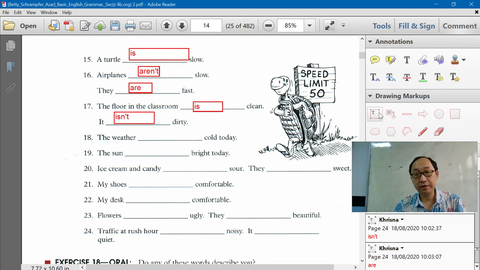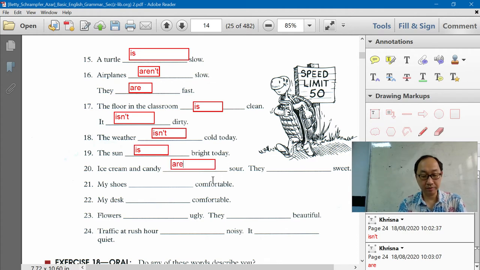Yeah, the weather, is it cold? The weather, it's not cold today. Is it cold? The sun? It is bright. Yeah, it's bright here in Indonesia, Surabaya right now. Ice cream and candy, are they sour? No. Ice cream and candy aren't sour, but they are sweet.